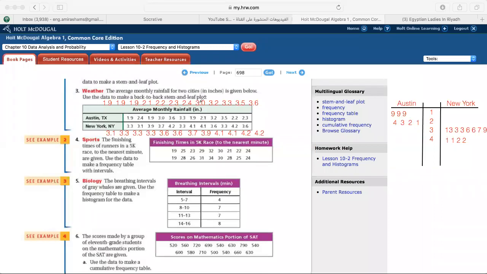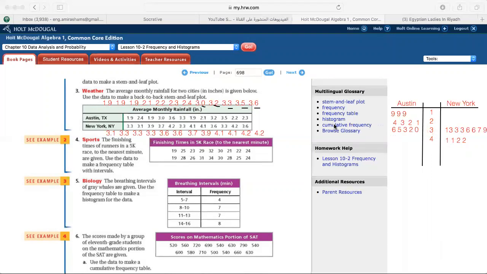Okay, 3: 3.0, 3.2, 3.3, 3.5, and 3.6. So the last digit here is 0, 2, 3, 5, and 6. I'm writing them from right to left: 3.0, 3.2, 3.3, 3.5, 3.6.